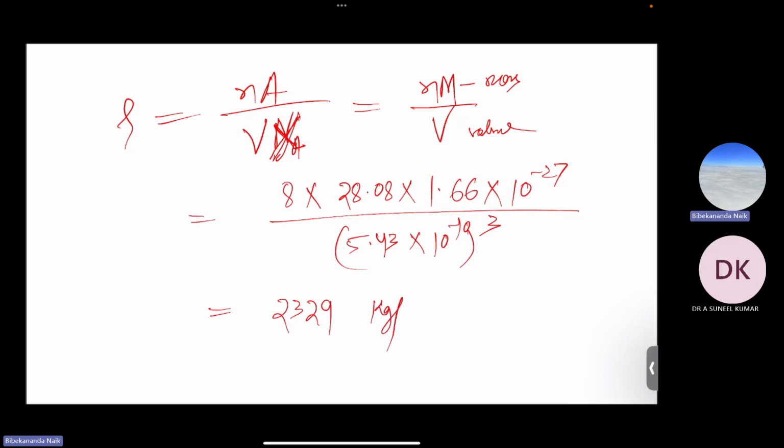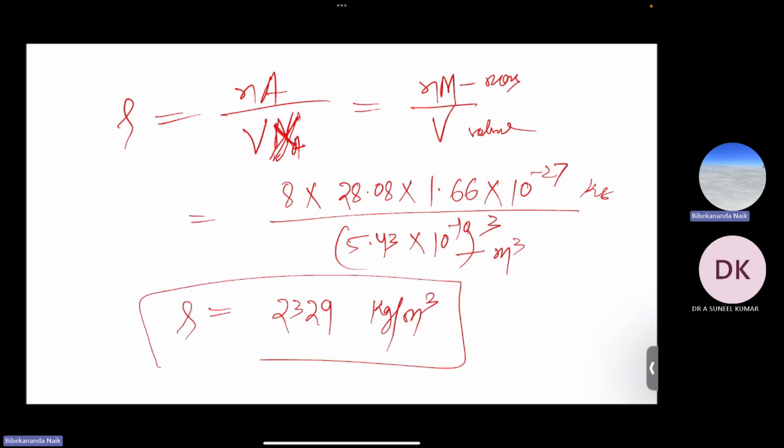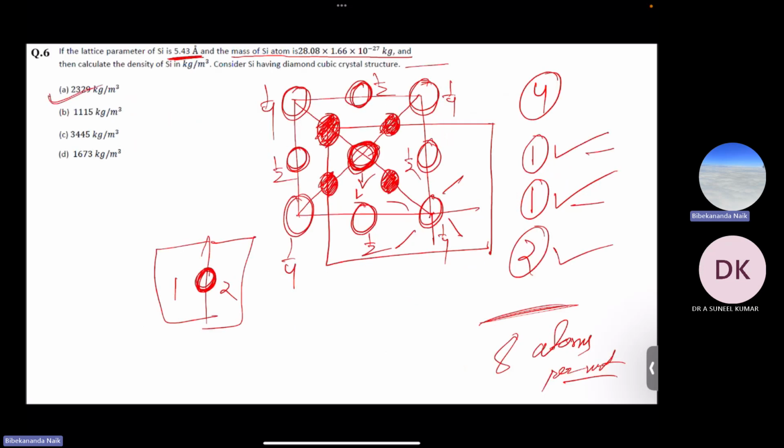And if you calculate, it will give 2329 kg per meter cube. So we convert it into meter because angstrom is 10 to the minus 10 meter. So this is converted into meter and this is given in kg. It is kg per meter cube. So the density of silicon is 2329 kg per meter cube, and the correct option is option A. So is this clear to you?